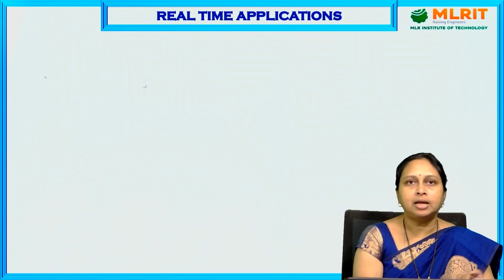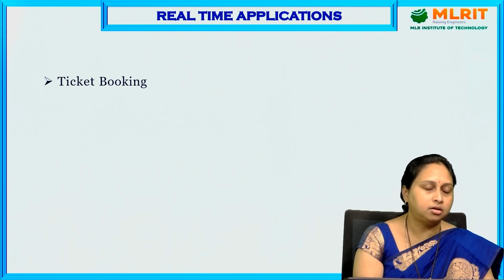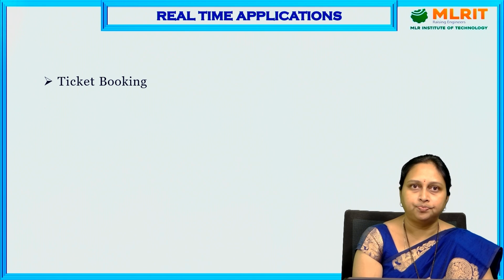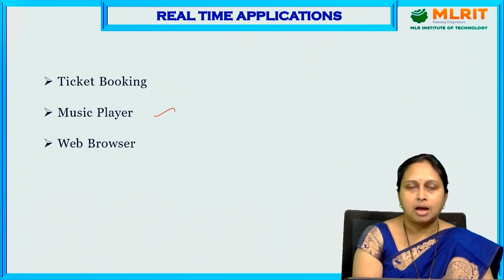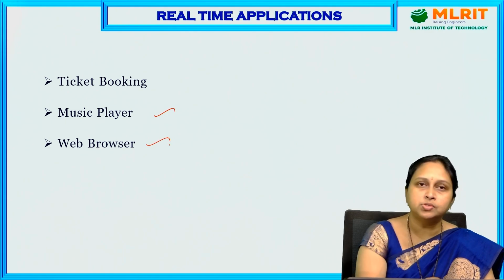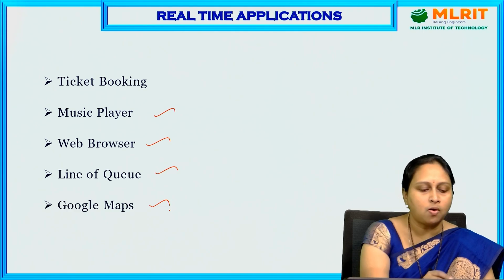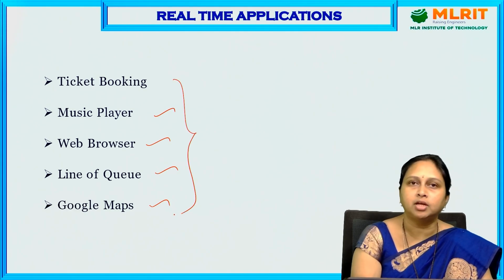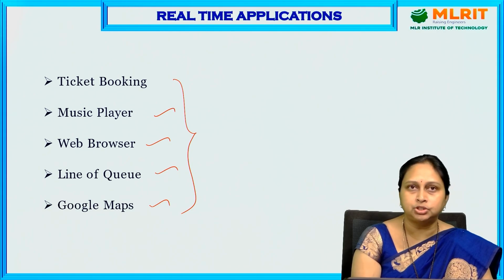And coming to the real-time applications of these data structures, basically we will be discussing about ticket booking system, and another one is music player. This is one more application where you can look into, and web browser is one more real-time example, and line of queue is another example. And then we are going to see about the Google Maps. All these are the real-time applications where we are going to use our data structures. Let us look into one of each.